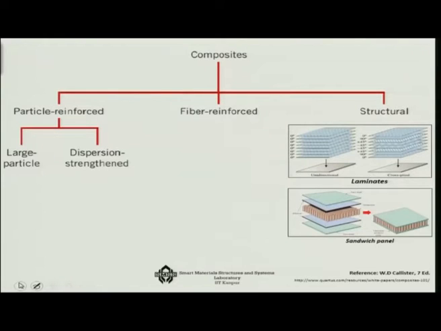So, let us divide the composites then into three parts. One part is the particle reinforced part, and this particle reinforcement could be large particle, something like concrete, or could be dispersion strengthened, something like nano composites, where the particles are so small that you need special measures to actually disperse them inside the matrix, and you get wonderful results out of it. The other type of composites are fiber reinforced composites. Various fibers, you put them in a matrix to obtain a composite.